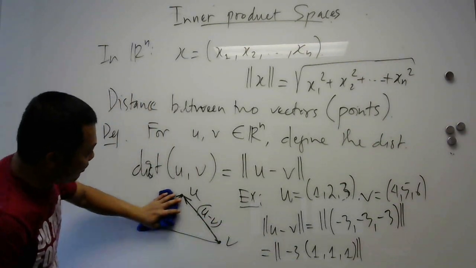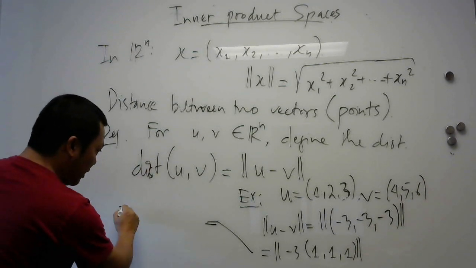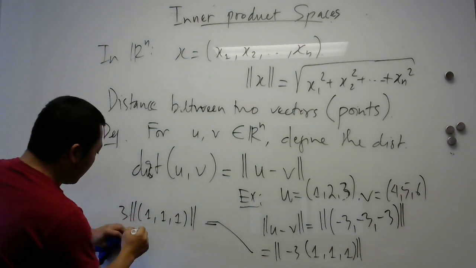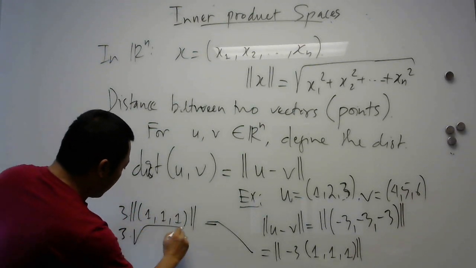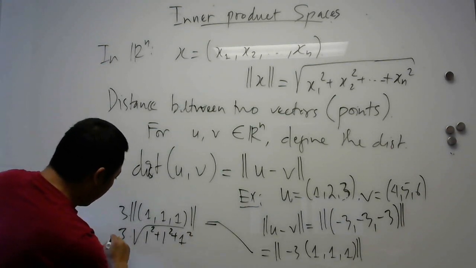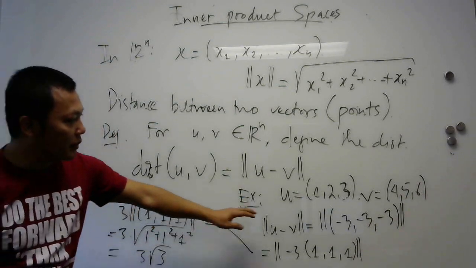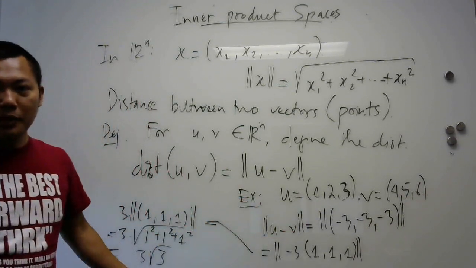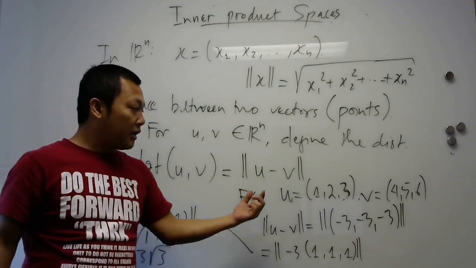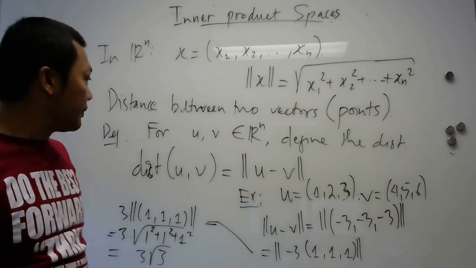So this is equal to 3 times the norm of 1, 1, 1. And we know the norm of 1, 1, 1 is the square root of 1 squared plus 1 squared plus 1 squared. Finally, you get 3 square root 3. So that is the distance between these two vectors. It's pretty easy, right? You have the formula: find the difference first, and then apply the formula to find the norm. All right.